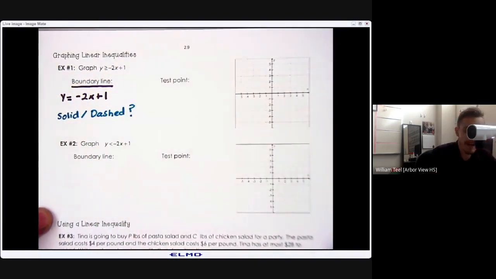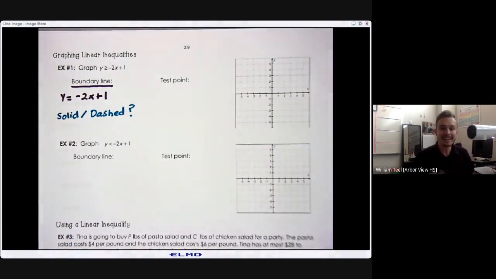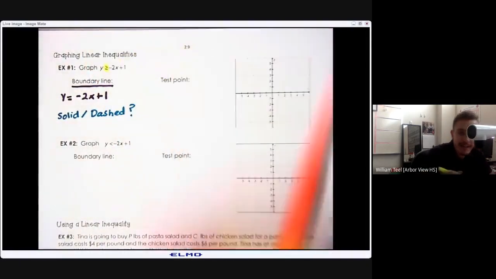Okay, so the first thing, we always write down the boundary line equation. Second thing is we figure out if it's solid or dashed. So we're going to take a look at our inequality. Our inequality here is greater than or equal to.